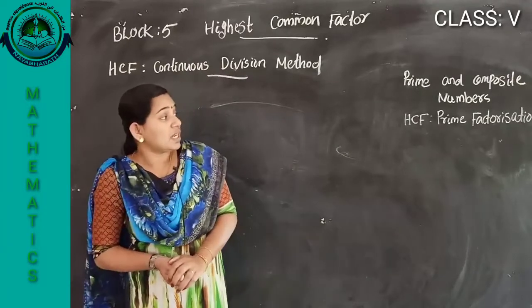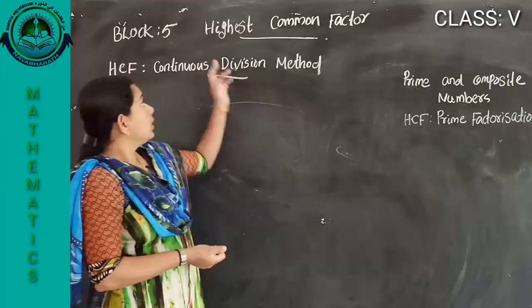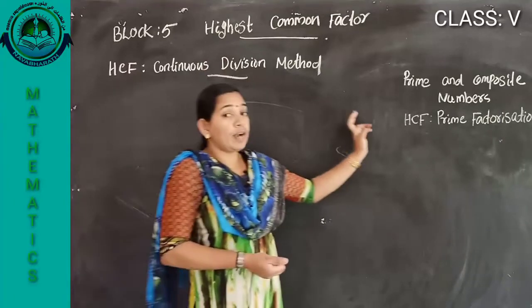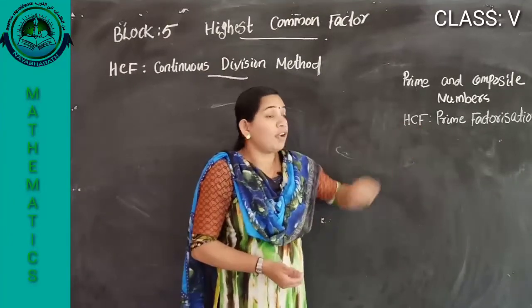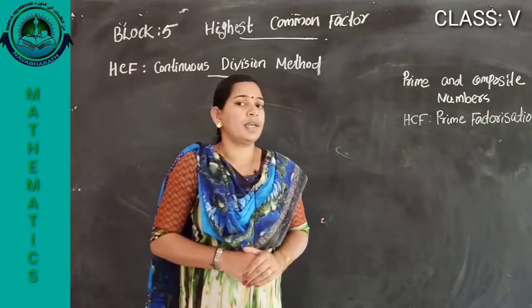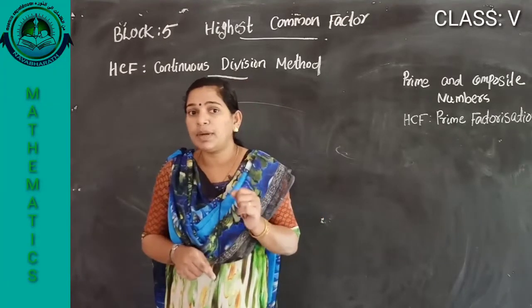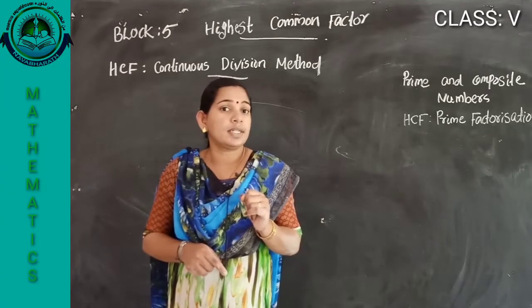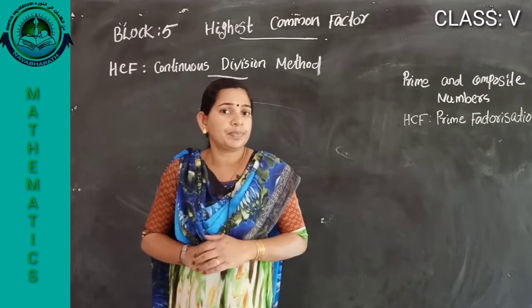Okay, in the previous class, what did we discuss? Highest common factor. How do you find the highest common factor? Prime factorization. In prime factorization, which method are we using? Yes, tree method. Do you remember how to find prime factors using the tree method?